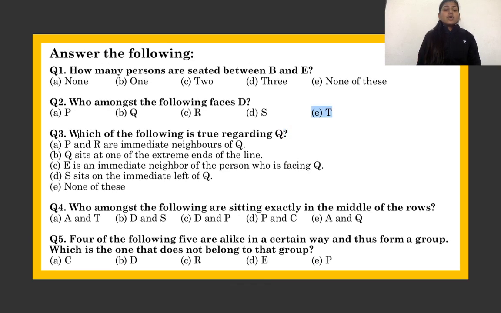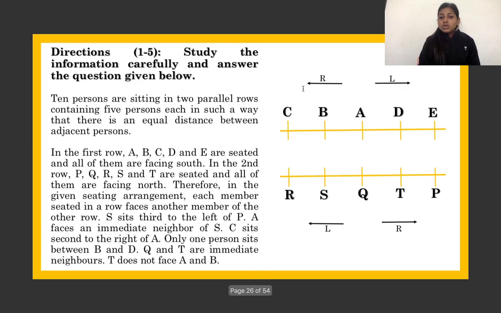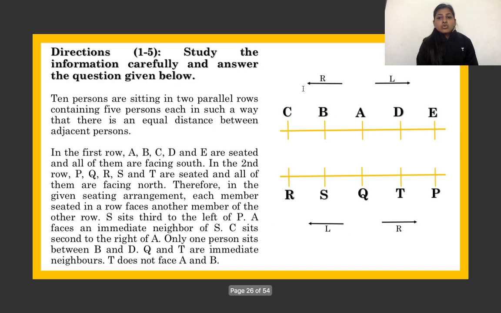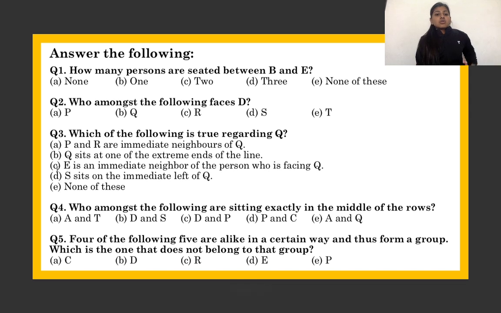Question 3. Which of the following is true regarding Q? P and R are immediate neighbors of Q? No. Q is at one of the extreme ends? No. E is an immediate neighbor of the person who is facing Q? No. S sits to the immediate left of Q? Yes, that's true. So the answer is option D.